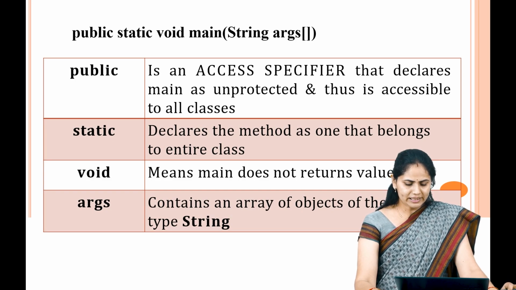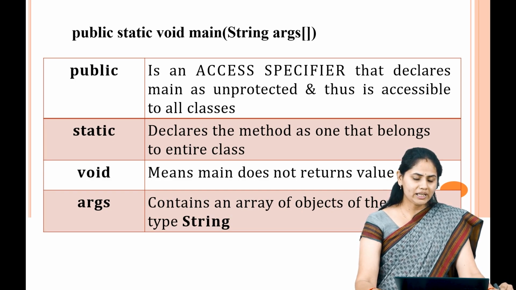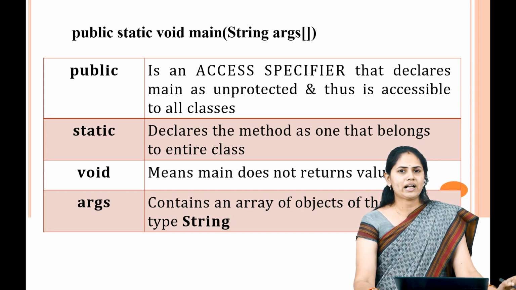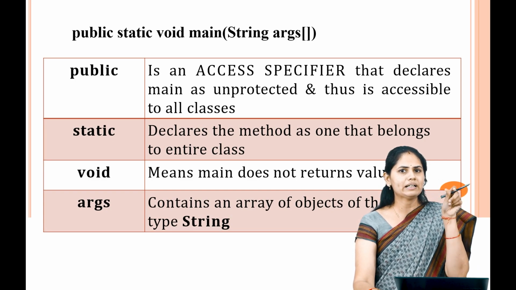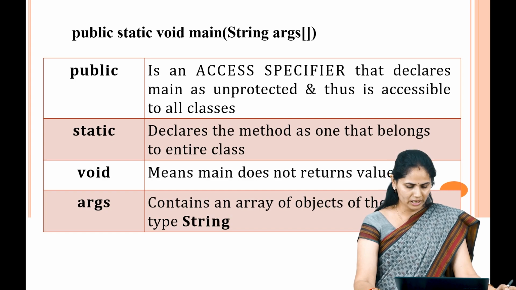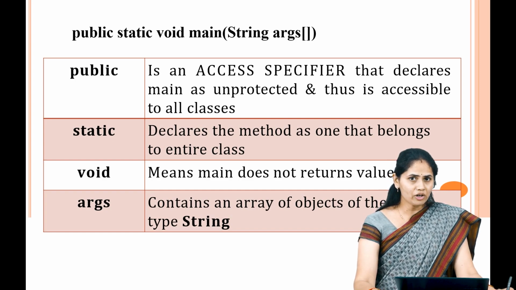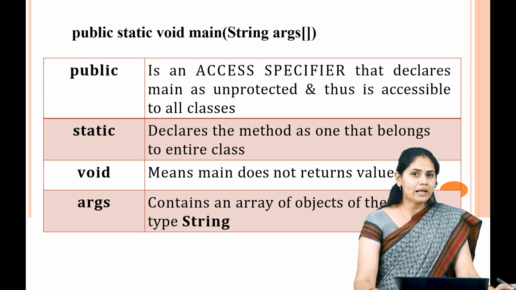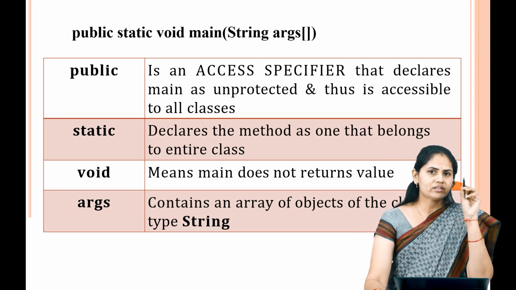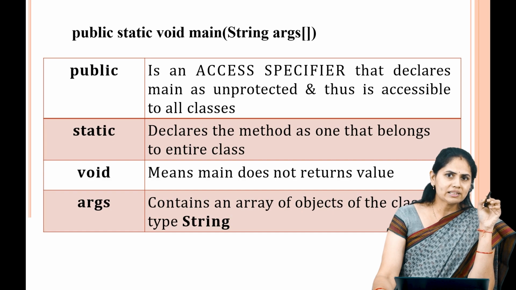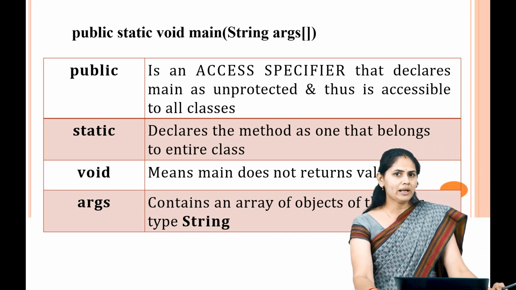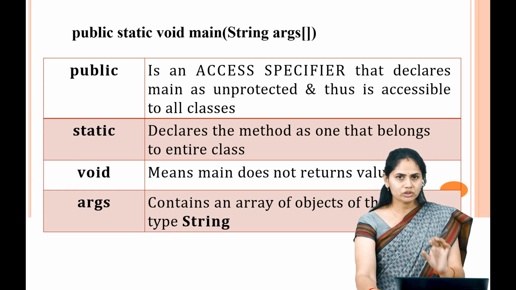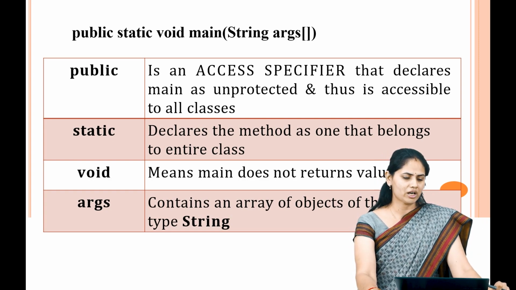ARGS contains an array of objects. You can see here with this ARGS, square brackets are there. What do square brackets denote? They show us that we are using an array type of data. So it contains an array of objects of the class type String. You can see String, as String is a class. So it contains an array of objects of which type? A String type class. So that is the description of this main function.